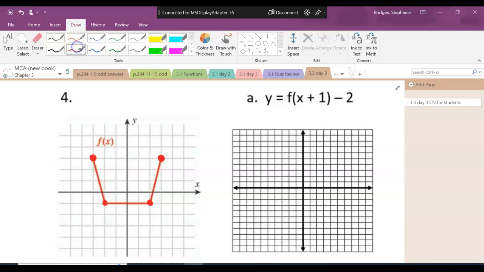If you wanted an extra point, you could also use that one there in the middle that crosses the y-axis to give you an extra point if you'd like.